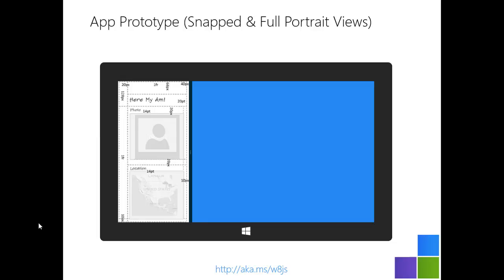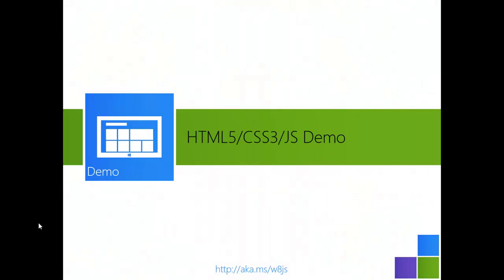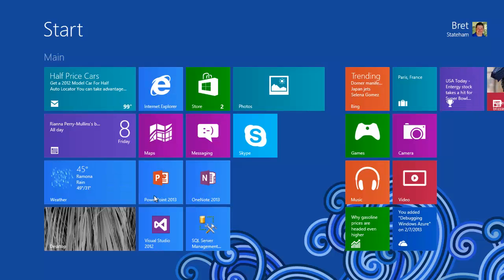That's just going to make better use of the space. Of course, also, if the user were to be running at full screen but in portrait mode, we want to run a very similar layout to the snap view, but maybe taking a little bit better advantage of the space that's available on the full screen device. So with that said, let's actually get started and see how to go about building an HTML5, CSS3, and JavaScript app in Windows 8. All right, so I'm at my Windows 8 start screen.